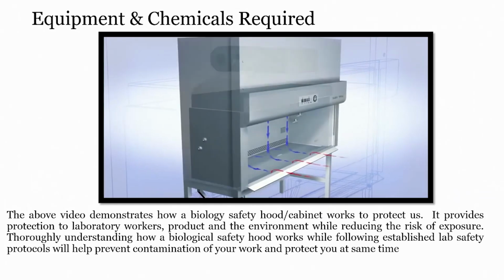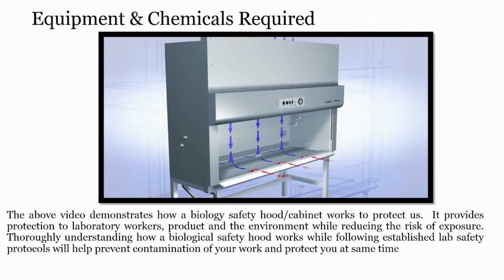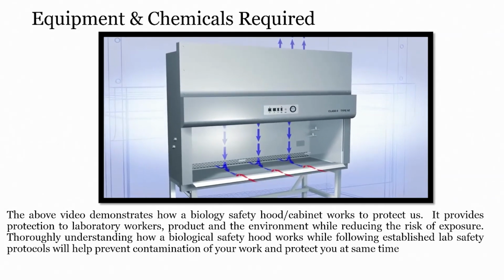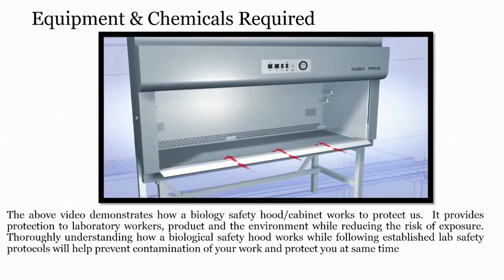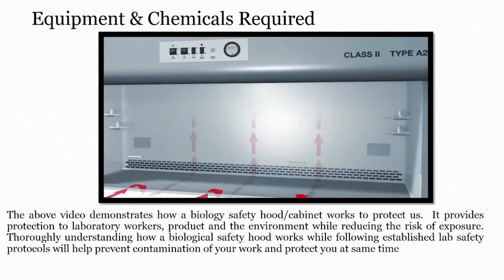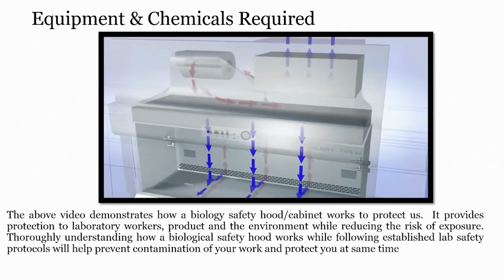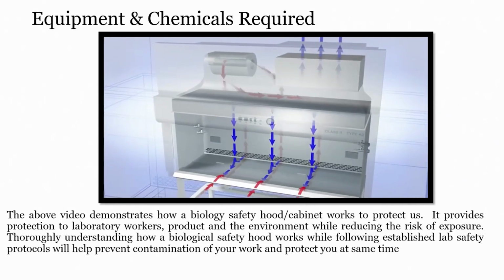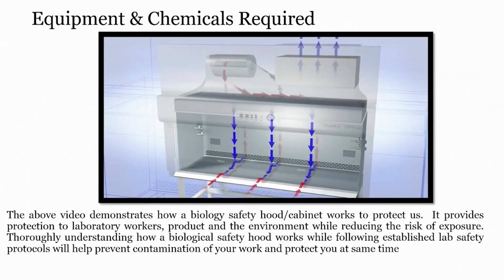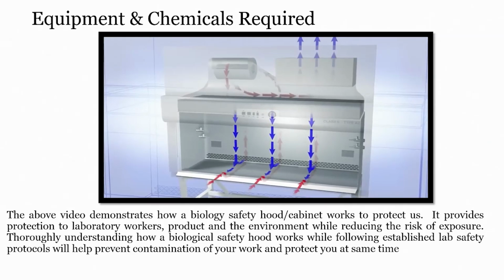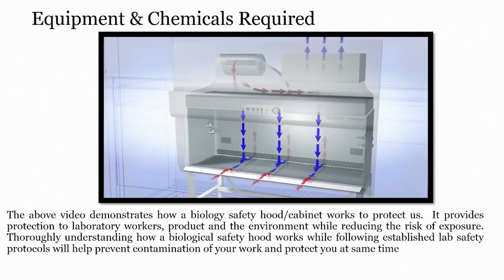The BSC's air filtration system works to keep potentially contaminated air from seeping back onto the worker. Air flows through the window opening into the front grill, through the plenum, then through the HEPA filters. 30% of the filtered air is exhausted. The remaining 70%, which is now HEPA filtered, is recycled back into the workspace.